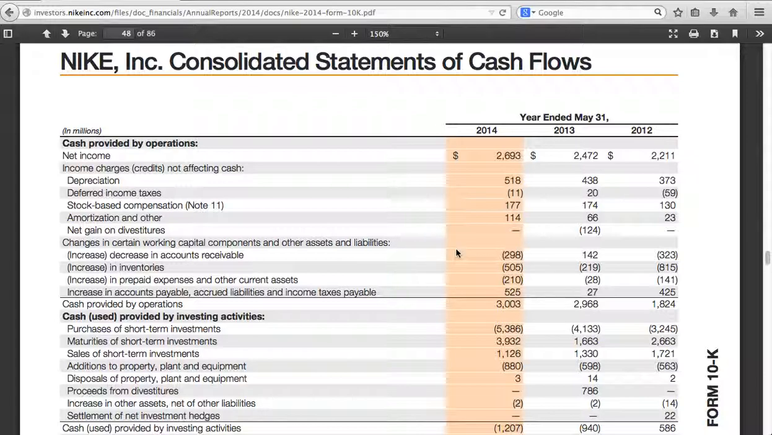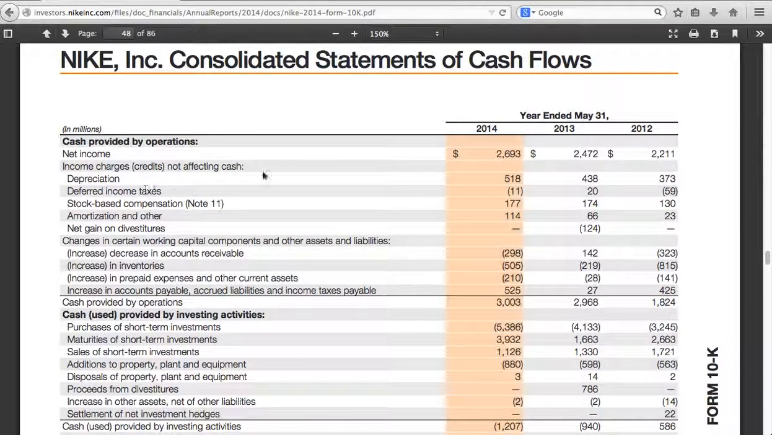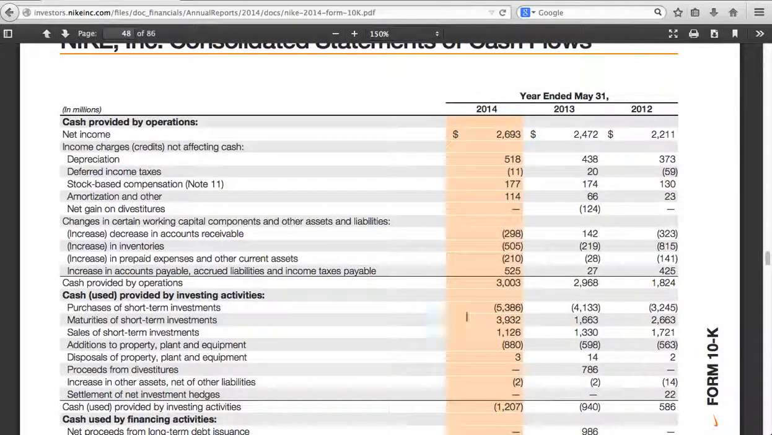There are 3 areas to a cash flow statement, and we'll learn more about these as we go along, but just to give you an overview, our cash flow statement is always going to be broken down into 3 areas. We'll have our cash provided by operations. Basically, that is the amount of cash that we generated from running the business. So in the case of Nike, that would be the amount of cash that we generated from making apparel, making shoes, and then selling them to the public. As you can see, Nike generated $3 billion in cash just from their operations alone.